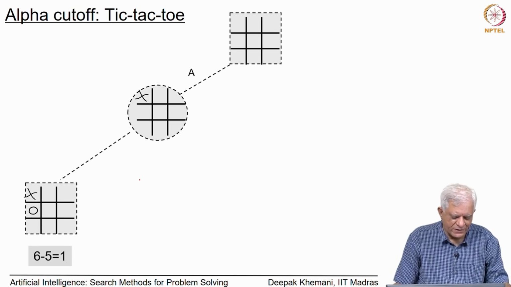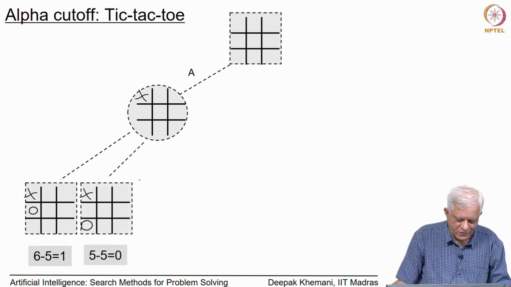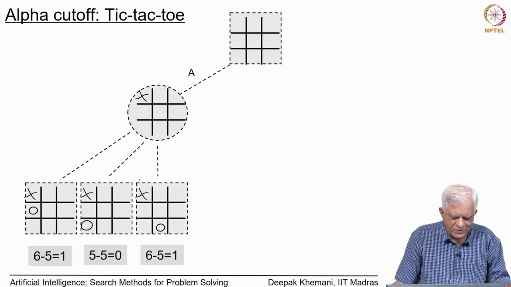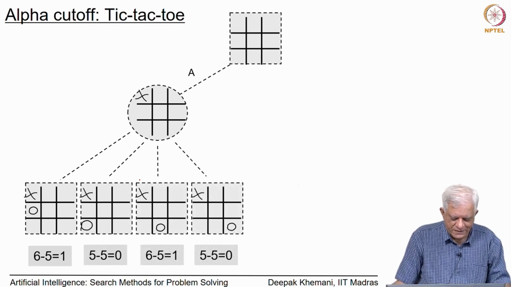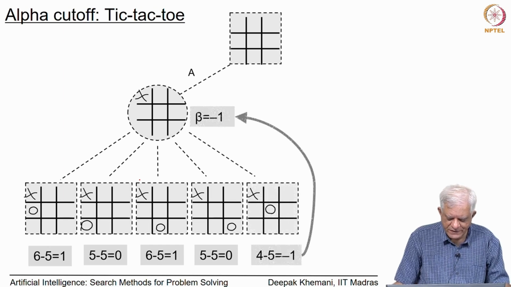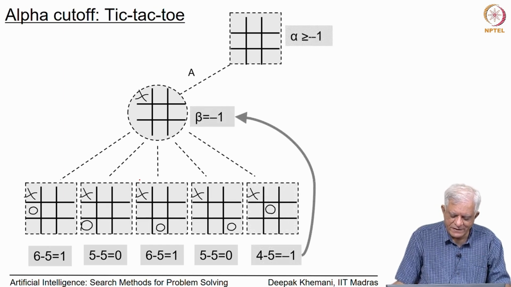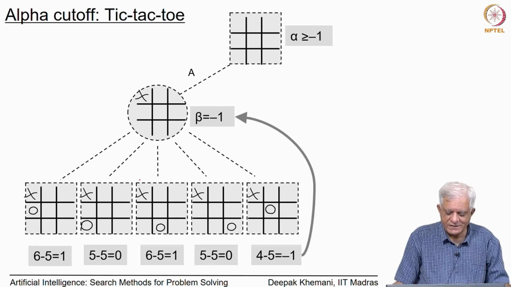The search continues, it looks at the second node, which, as you can see, is symmetric. So, it is not surprising that the value of that node is 0. The third node has a value 1, the fourth node has a value 0 and the fifth node, as we have seen earlier, has the value -1. By the time all the children of this beta node are visited, the value of beta has become -1.